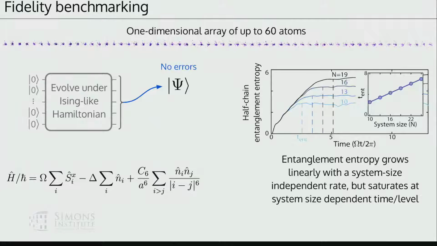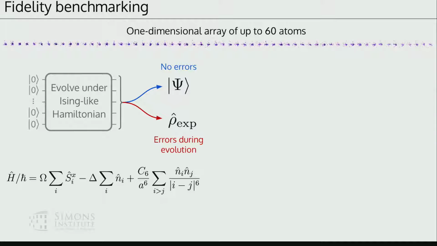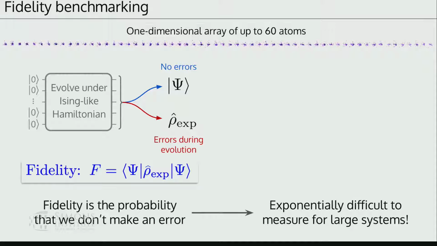Of course, this is not the state that we actually are able to produce in the experiment, because in the experiment we're always riddled with errors. Instead, the state we generically create is some noisy mixed state, which I'll call rho experimental. And just like Soon-Won was talking about, the quantity that we care about is essentially the fidelity, the overlap between these two states, which is the probability that we don't make any errors experimentally.